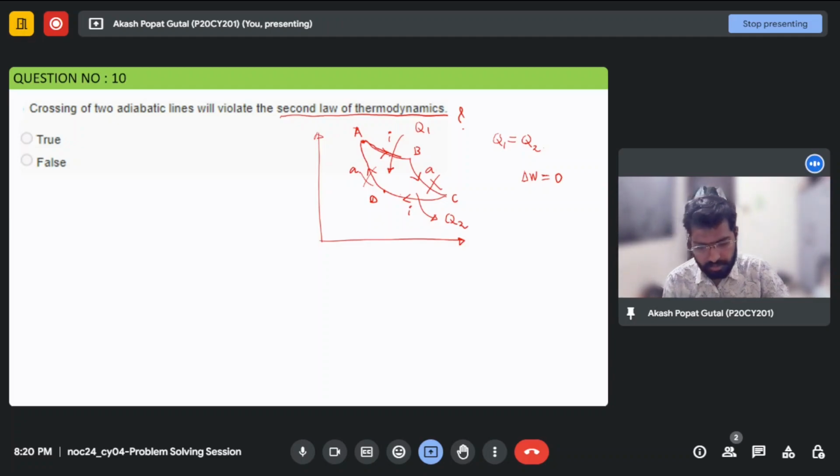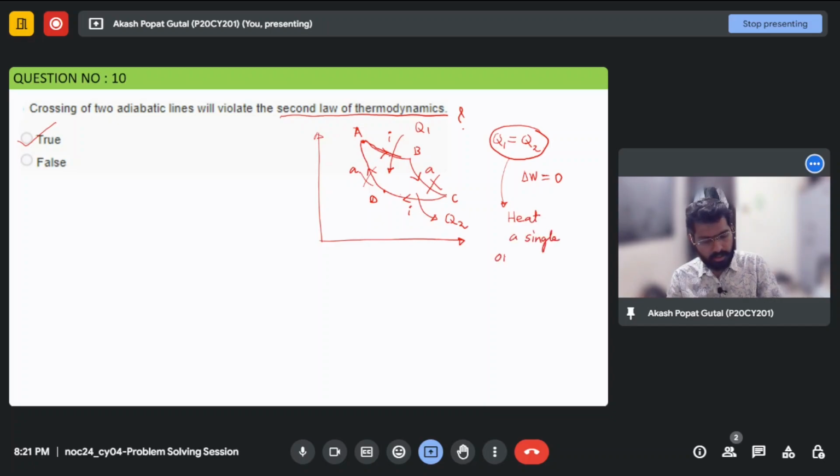So the statement is true. And the most important part is, if Q1 becomes Q2, which means this engine is getting heat from a single source, or two sources having the same temperature.